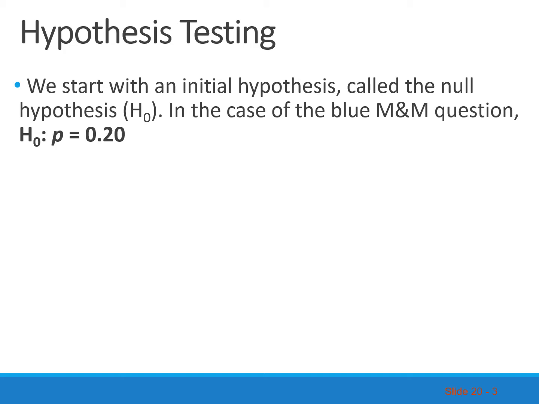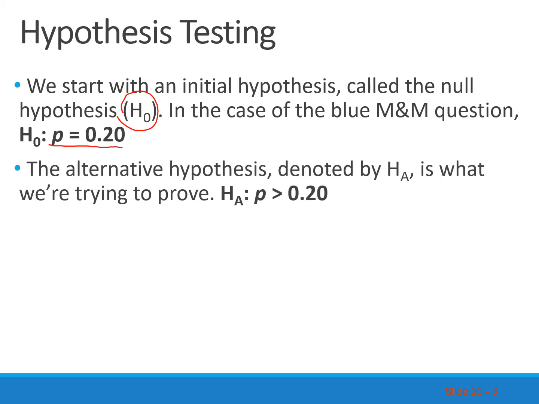We're always going to start off with an initial hypothesis when we're doing a hypothesis test, and this is called the null hypothesis. It's denoted with the symbol H sub 0. In this case, our null hypothesis is that the proportion of blue M&Ms is 20%, p equals 0.2. There's always a second hypothesis. This one's called the alternative hypothesis, and this is the one that's true if the null hypothesis is not true. And this is always what we're trying to prove. We want to prove that the proportion of blue M&Ms is greater than 20%.